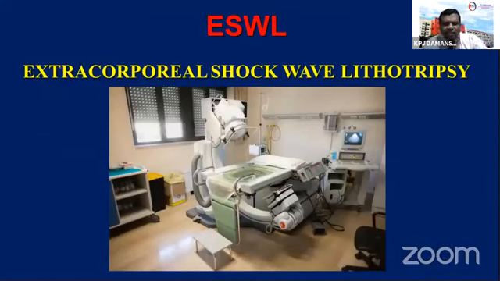Now, this is extracorporeal shockwave lithotripsy, easily known as just shockwave. As you can see here, there's a table where the patient can lie down, and this is the unit, what's known as a lithotripter, where sound waves can be generated to break the stones.